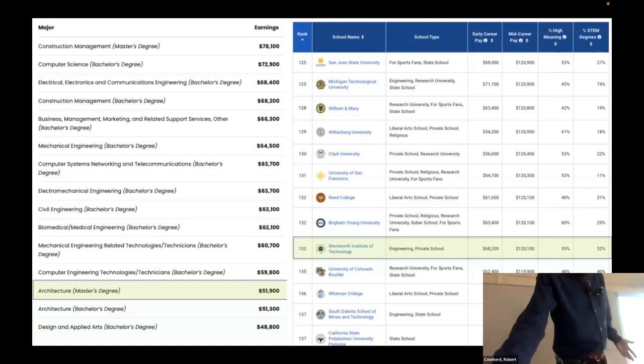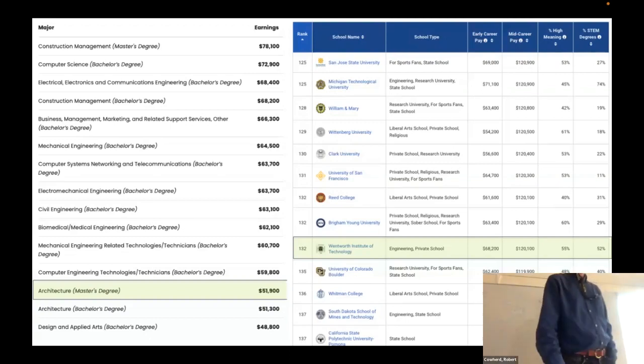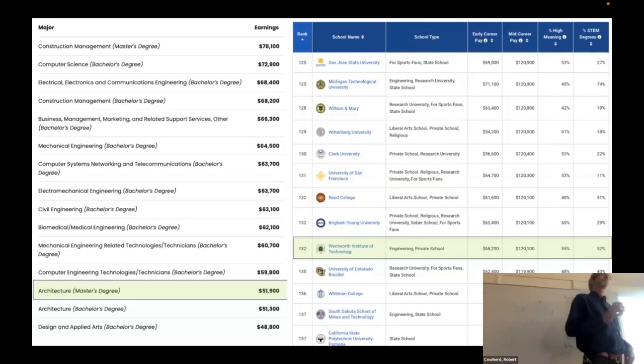So we asked the question before, what kind of house are you going to be able to live in? Because we're talking about housing, right? It's around $60,000. Tuition is $40,000. On Wentworth's website, it says room and board is around $17,000. 17? Okay.